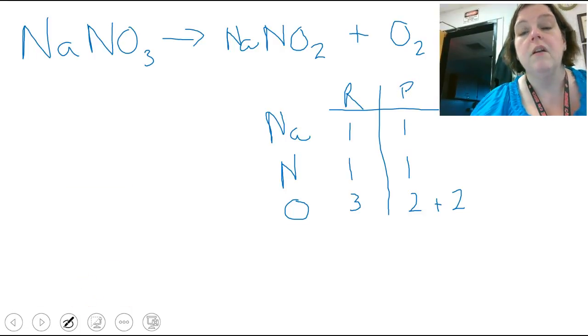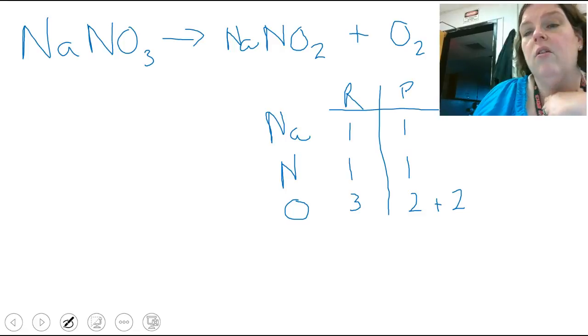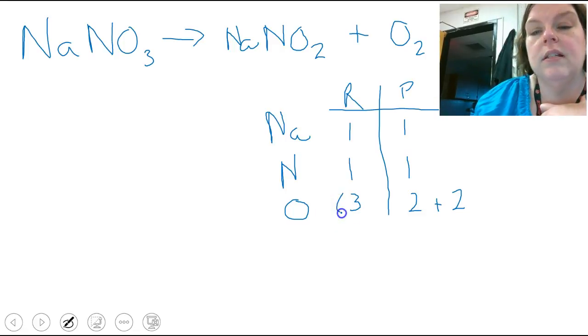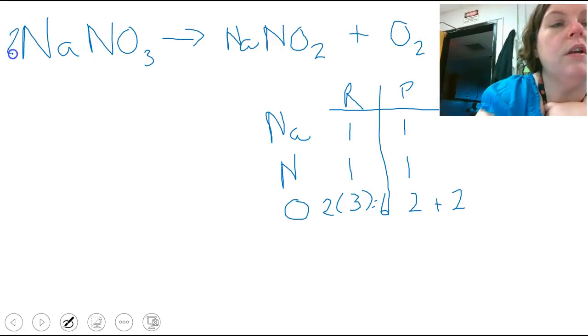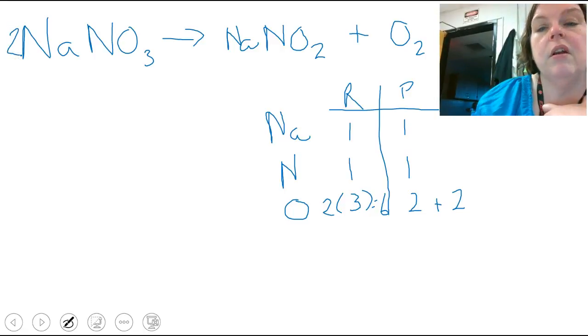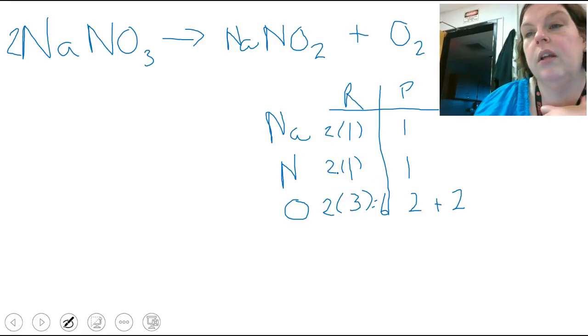Okay, products. So when you've got odd reactants and even products or vice versa, what I tend to do is double the odd, because if I double the odd, I know it's going to go even. So now I've got 6. That means I put a 2 in front of the NaNO3, which means I'm going to put a 2 here. I'm going to put a 2 here. Now I can see my oxygens are really complicated. I know I'm going to have to go back up and fix Na and N, so I'm going to go ahead and do that. 2 and 2.